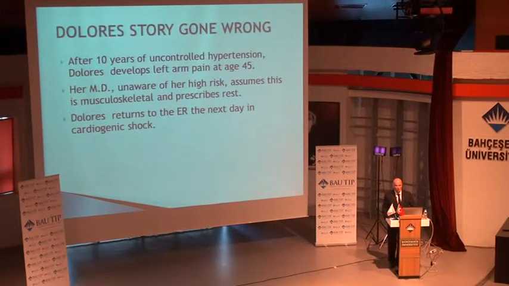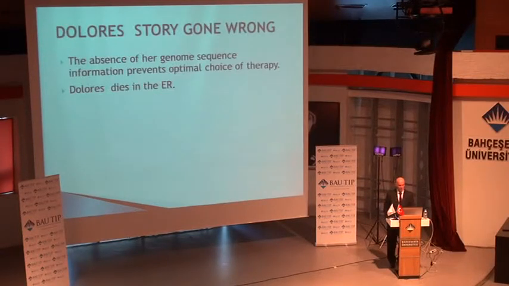After 10 years of uncontrolled hypertension, Dolores develops left arm pain at the age of 45, not 75, 45. Her MD, unaware of a high risk, assumes this is musculoskeletal and prescribes rest. Dolores returns to the ER the next day in cardiogenic shock. The absence of genome sequence information prevents optimal choice of therapy. Dolores dies in the emergency room. So that's the other side of the story.